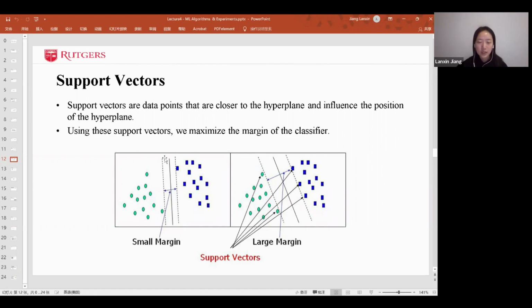So here you can draw a line and calculate the distance. Then you rotate the line until you find the margin which is maximum. Then we can say this is the optimal hyperplane.